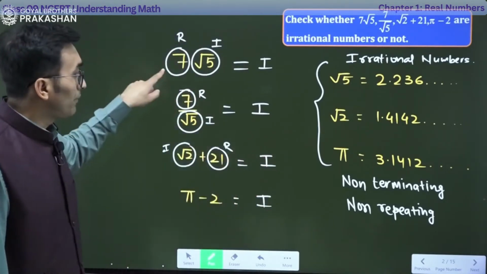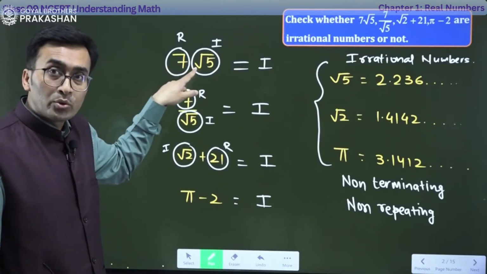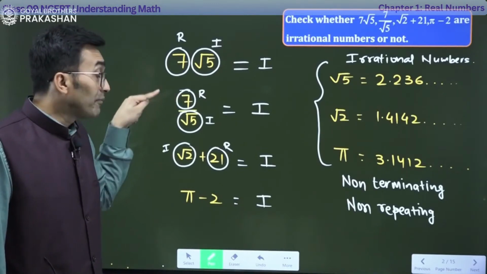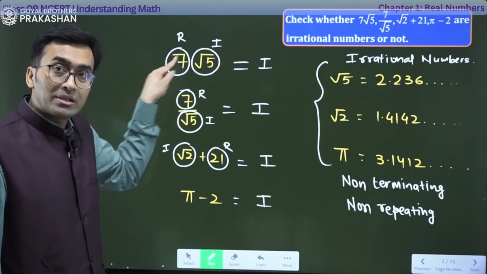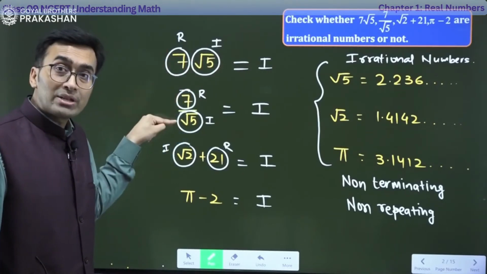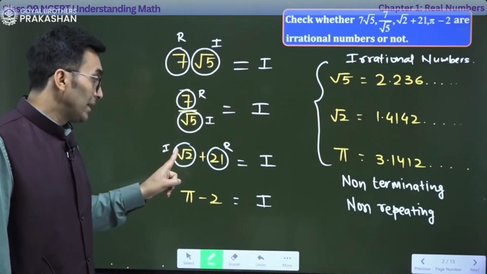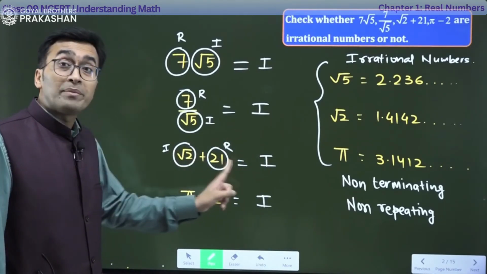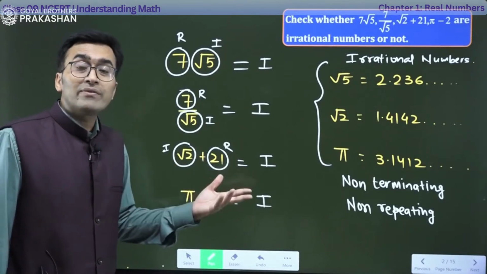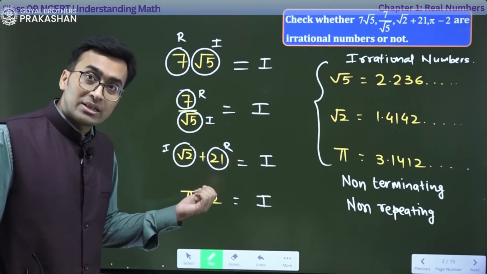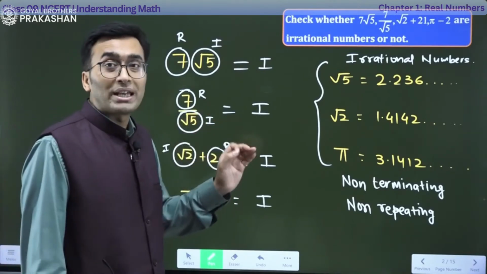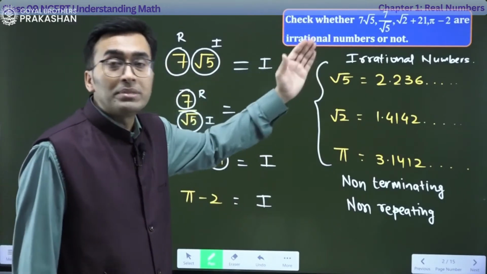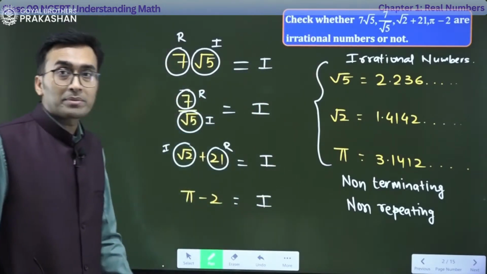You can see that for the first one, rational multiplied to irrational, you got irrational. Then the second one, rational divided by irrational. Multiplication made it irrational. Division by irrational made it irrational. Then addition with irrational made it irrational. Subtraction with irrational made it irrational. So in any way, if irrational is present with a rational number, that is going to make them an irrational number. So this is the way we decided all these numbers are irrational by this concept.